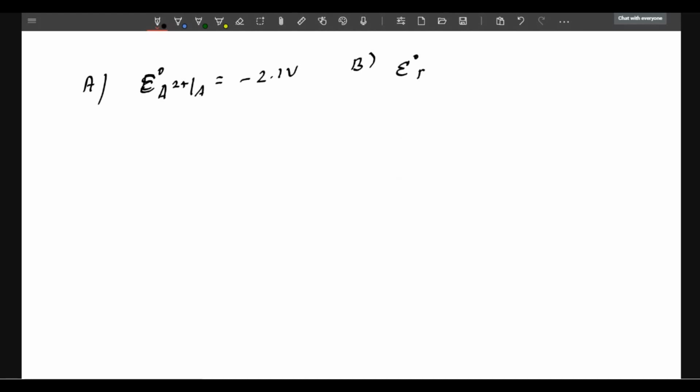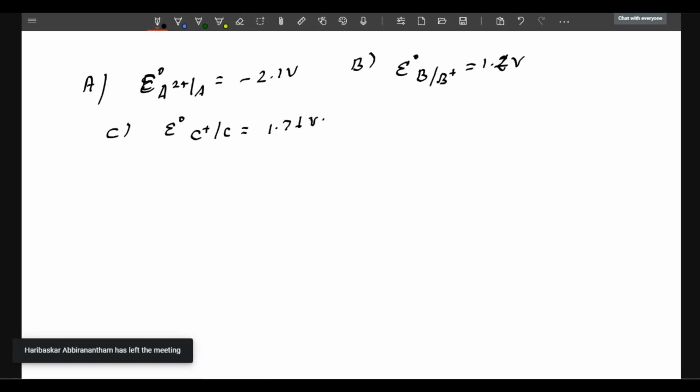E naught B bar B plus is equal to 1.2 volt. C: epsilon naught C plus bar C is equal to 1.76 volt. Find the correct statement from the following.